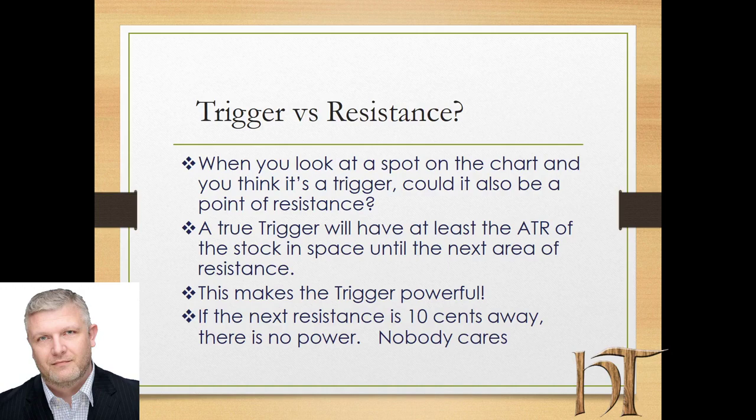Triggers versus resistance. I kind of just went over this actually. The good triggers are going to have an average true range encompassed in the window. That makes the trigger really powerful. So if the next area of resistance is only 10 cents away, there's not much power behind that. You can't really mark that as a line in the sand. It's really going to be more of a form of resistance than a real trigger.